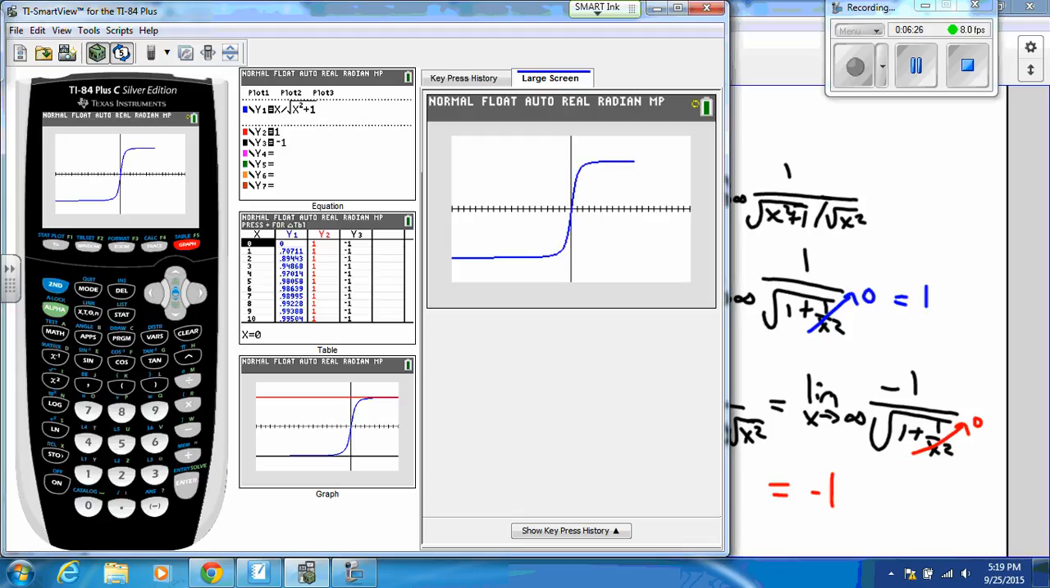And when we do, here comes the curve, f of x. Here comes the line y equals 1, which certainly appears to be a horizontal asymptote. And there goes y equals negative 1, which appears to be a horizontal asymptote as well. I hope this was interesting to you.